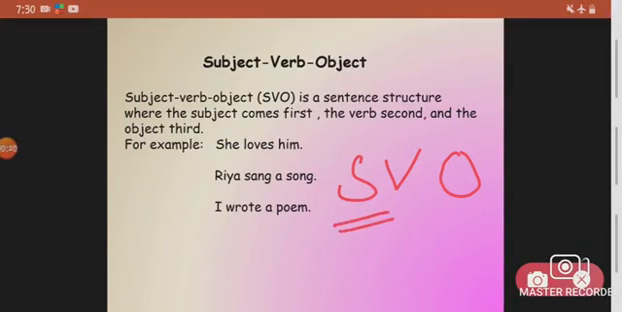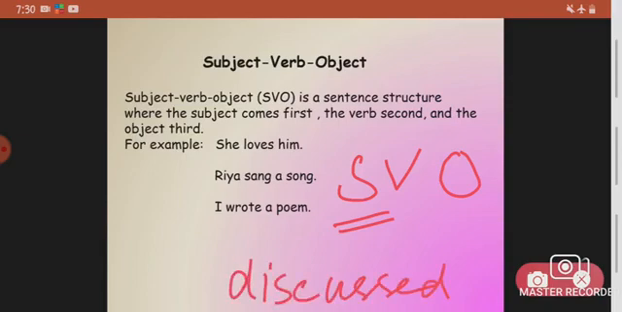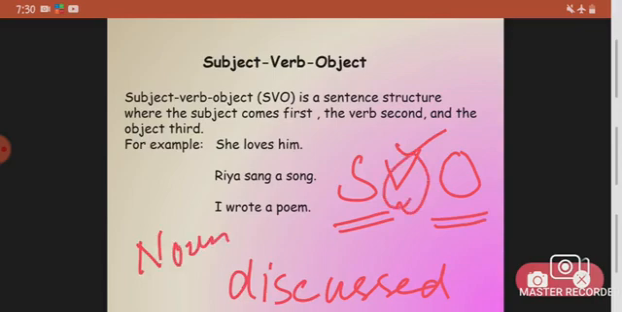So, to begin with, as we have discussed in the previous classes, a subject is a person or a thing that is being discussed, right? Verb is some sort of action and object is a noun or a noun phrase that is affected by the action of this verb. So this is the outcome of this verb. This object is affected by the verb.